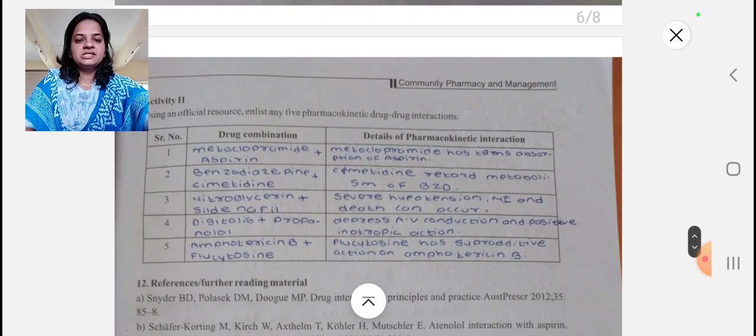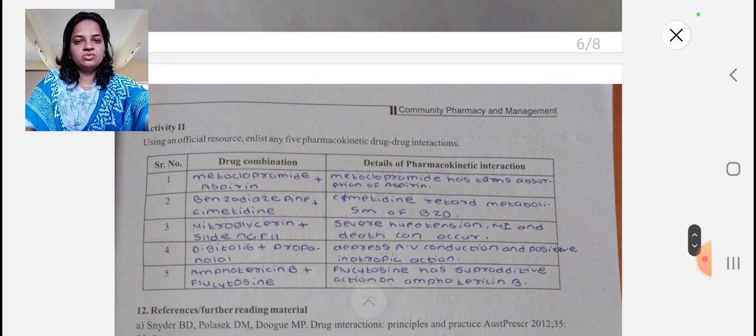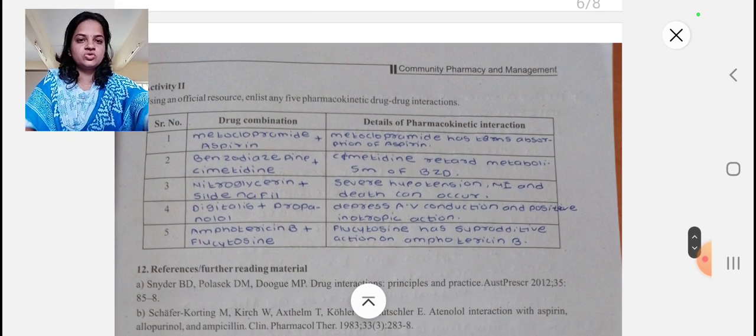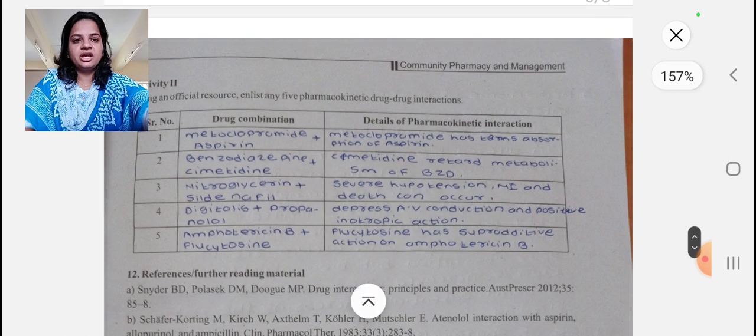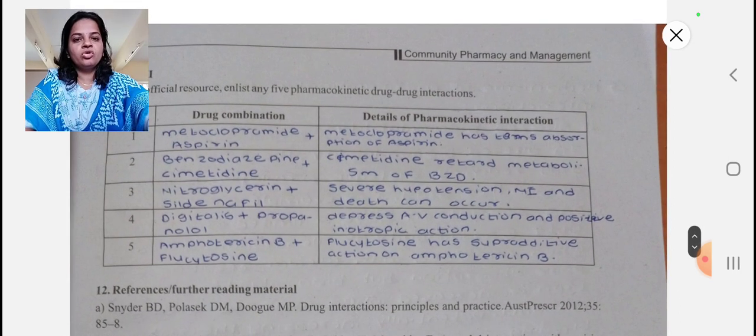Then now see, activity 2 is there. Here in activity 2, using official resources, enlist any 5 pharmacokinetic drug interactions. The first one is metoclopramide plus aspirin. So what happened, metoclopramide hastens the absorption of aspirin. This is the drug combination and the details of the pharmacokinetic interaction.